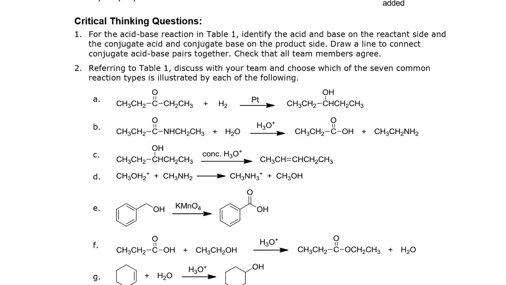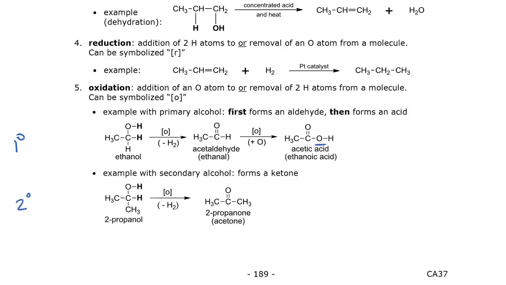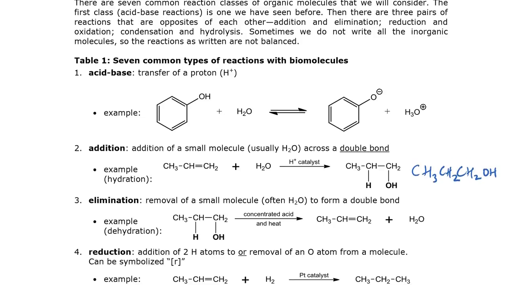So let's look at number 1. For the acid-base reaction in Table 1, identify the acid and the base on the reactant side and the conjugate acid and conjugate base on the product side. Draw a line to connect conjugate acid and base pairs together. This should sound familiar to you. We've done this lots of times. So pause the video, connect your conjugate acid and base pairs, and identify each of the 4 as the acid or base or conjugate acid or conjugate base. Pause now.